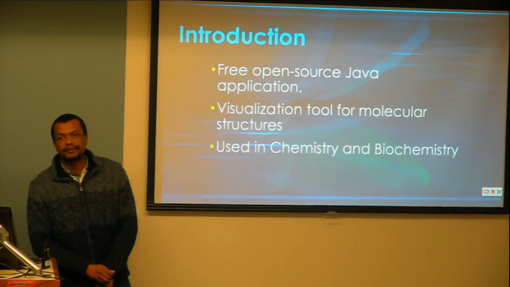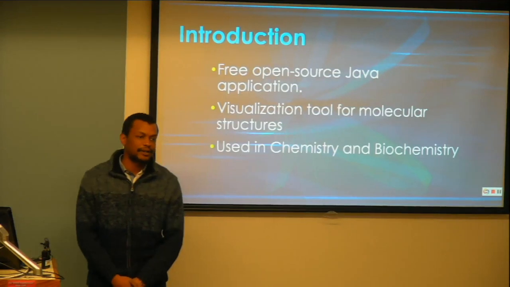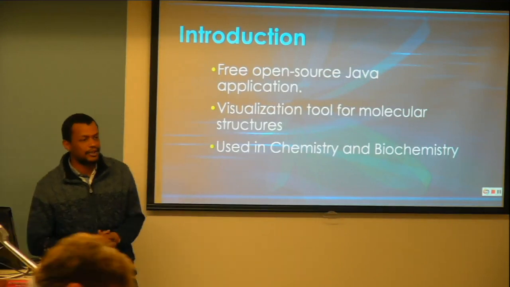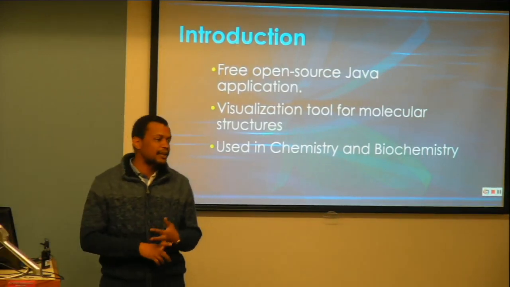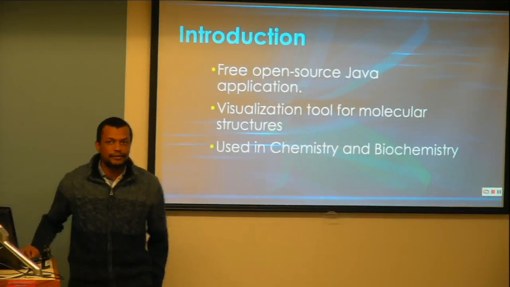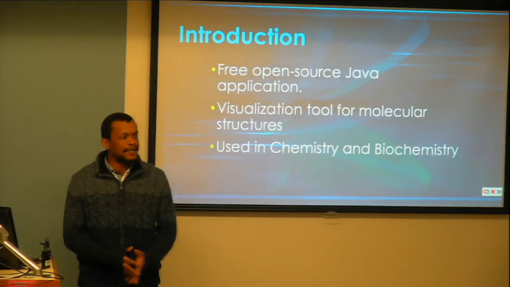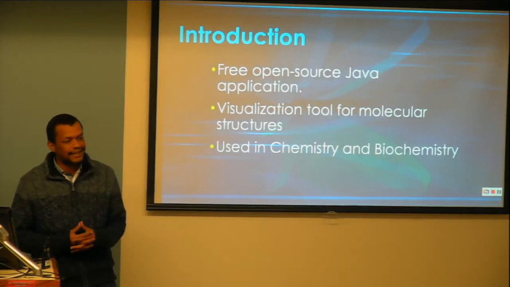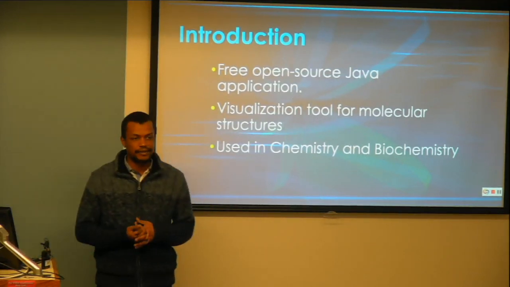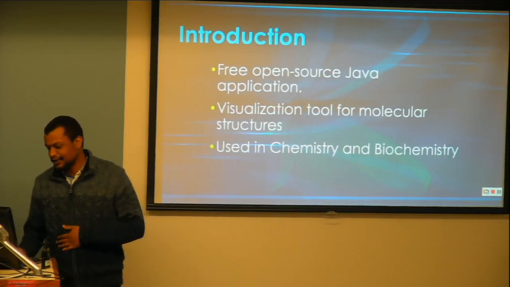So Jmol is a free and open source Java application, which means that its model is free to everyone to download and to modify. It's also software that can work on Windows, Linux, and Mac as well. It's a visualization tool for molecular structures, needed by many different people, for example students, instructors, and researchers in the fields of chemistry and biochemistry, mostly, that deal with molecular structures.